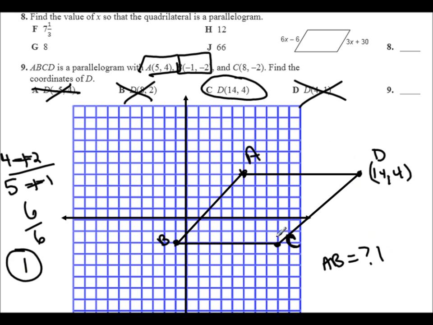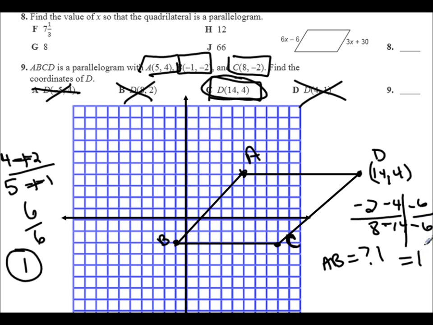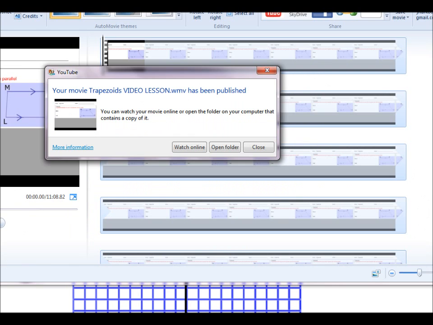Now let's find the slope of CD. C is 8, negative 2, and we think D is 14, 4. So I'm going to do y minus y, negative 2 minus 4 over x minus x, so 8 minus 14. So I get negative 6 over 8 minus 14, which is negative 6 over negative 6, which is also a positive 1. So the slopes are equal. So that means that the opposite sides are parallel when the slopes are equal.